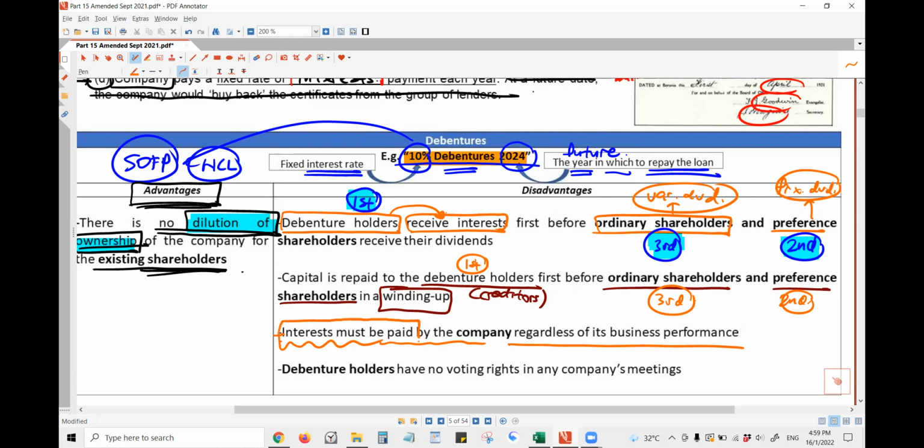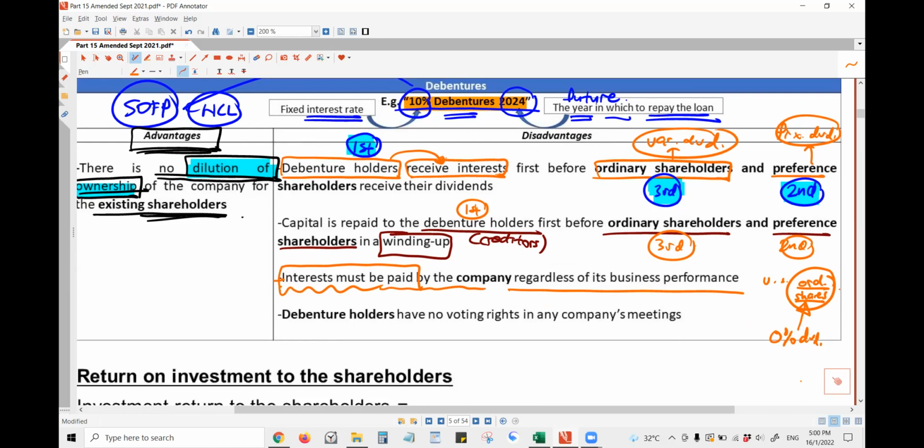Must be paid. But compare this to ordinary shares. When the company is not doing well, the company can pay 0 dividends to the ordinary shareholders, right? That's the benefit. When the business is not doing well in a year, the company can choose to pay 0% dividend to the ordinary shareholders. But for a loan, you must pay interest regardless of how good the company has been doing. So more about this when you see the questions.